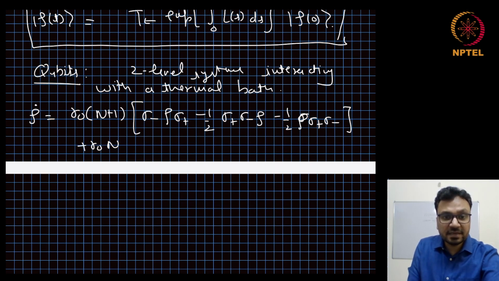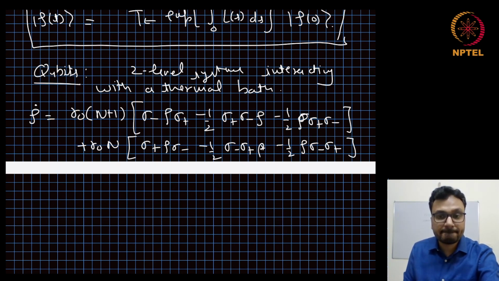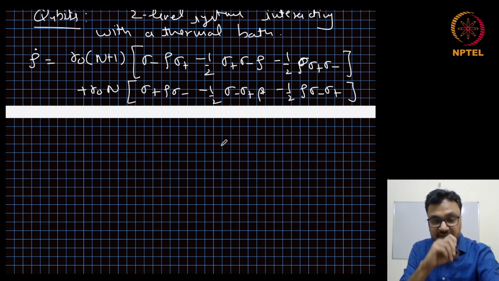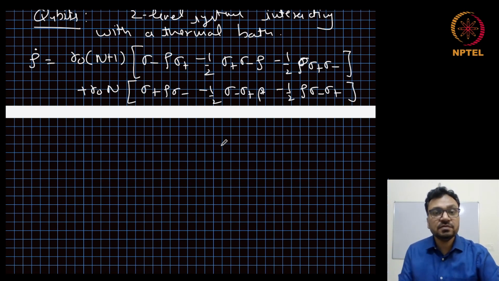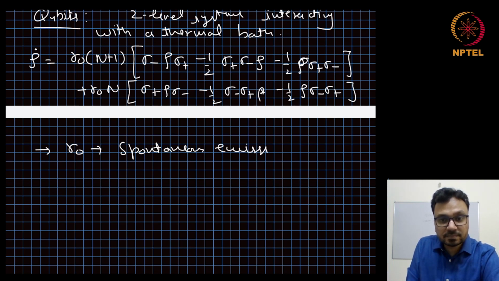plus gamma naught times n, sigma plus rho sigma minus minus half sigma minus sigma plus rho minus half rho sigma minus sigma plus. So this is the Lindblad master equation for a two-level system interacting with a thermal bath. Here, gamma naught is the spontaneous emission rate. n is the thermal population.